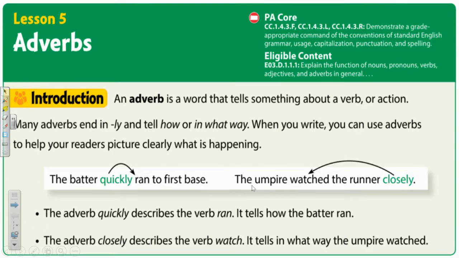In this example, it says the umpire watched the runner closely. Here's another word that ends with that ly ending. It's an adverb, and it's adding on to the verb watched, telling how the umpire watched. He watched closely. So the adverb quickly describes the verb ran, and it tells how the batter ran. And the adverb closely describes the verb watch. It tells in what way the umpire watched.